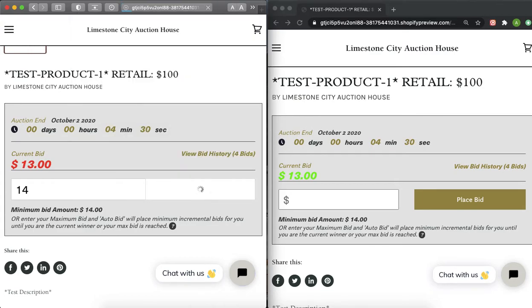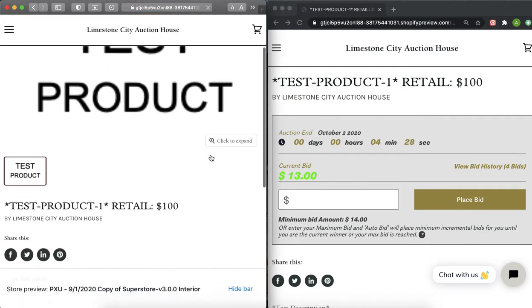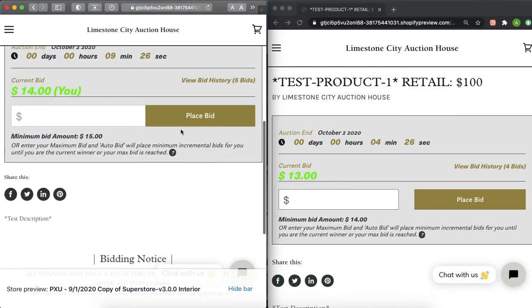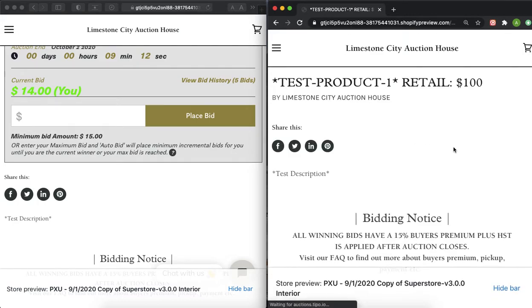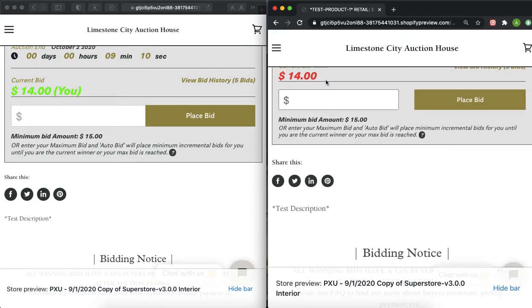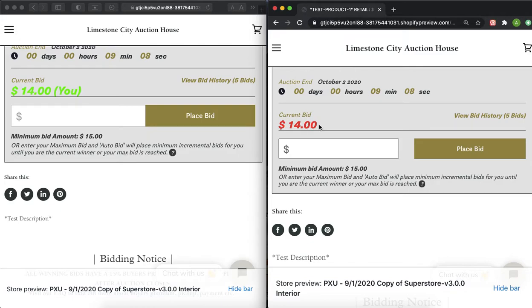So there's a perfect example. I'm going to refresh my window on that one because it was just taking a little longer to load. Okay, and so we can see we're now up to $14, and this person is currently winning that item. So this one, I'm going to reload as well. And we can see that we've been outbid at $14. So that's how the minimum bidding works.